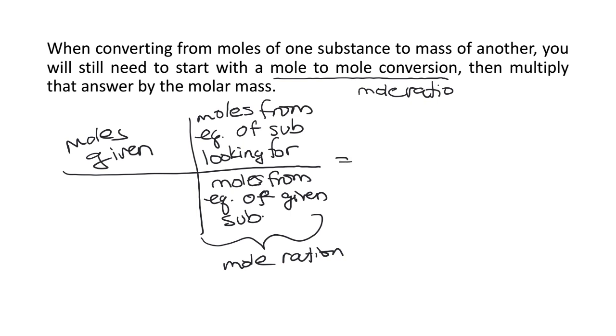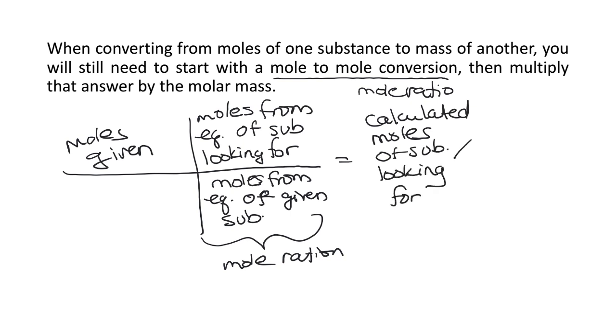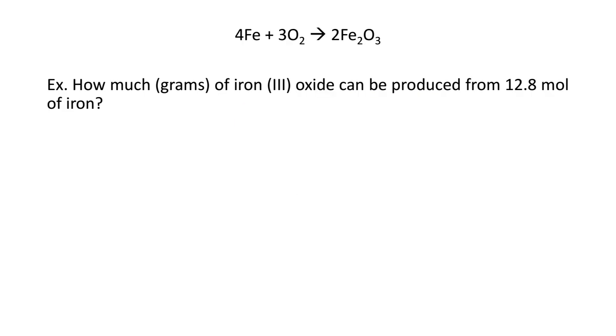And this will give you the calculated moles of the substance you're looking for. Now you're going to take that and multiply by the molar mass of that substance, and that's going to give you mass in grams of the substance you're looking for. Okay, that's good enough for now. So let's try an example.